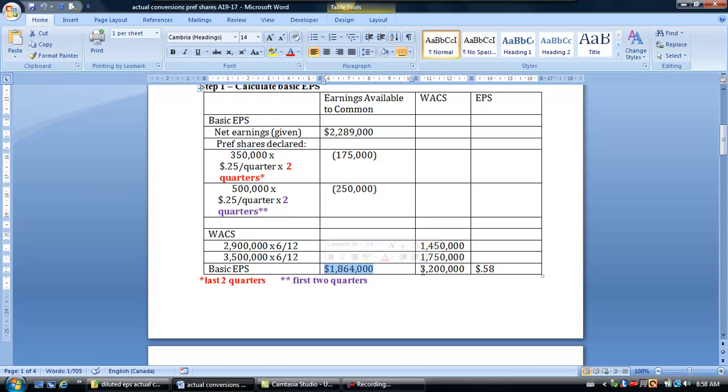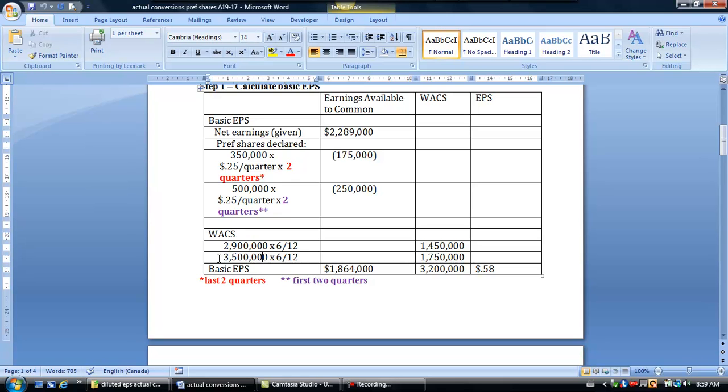The basic earnings, the earnings available to common shareholders for our basic EPS calculation, would be $1,864,000. But don't forget, because we now have some more common shares out there as a result of the conversion, that's also going to affect my WACC calculation for my basic EPS. So let's have a look at that.